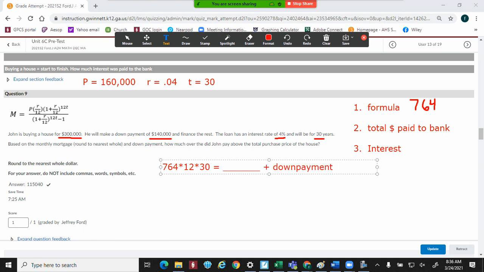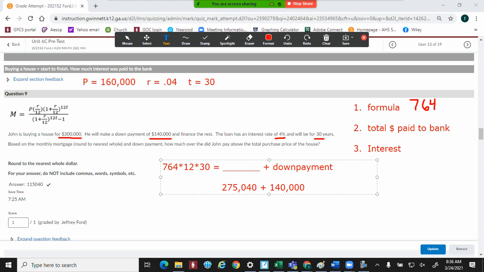Notice a lot of these questions are exactly the same. The only difference is we're just doing them in just different questions, literally. You're doing the same thing. So 275,040 plus the down payment, which is 140,000.